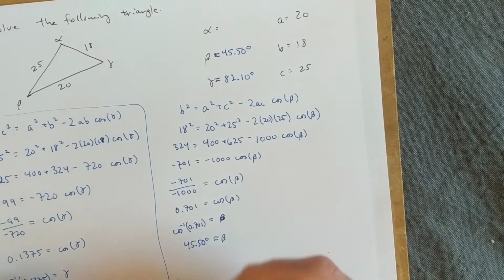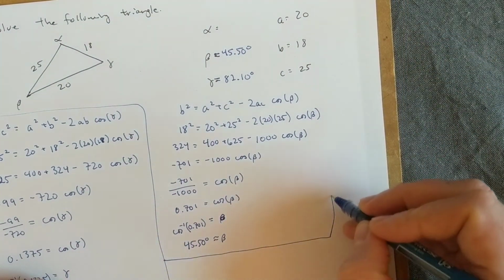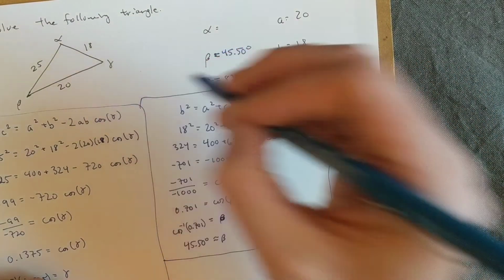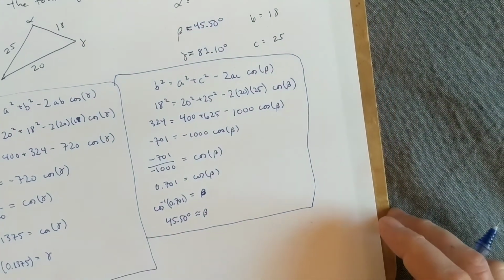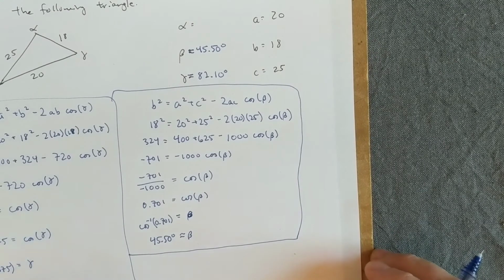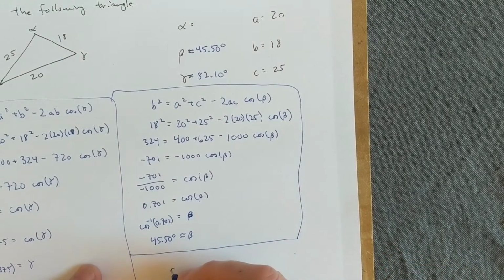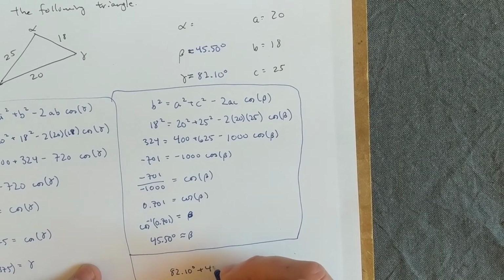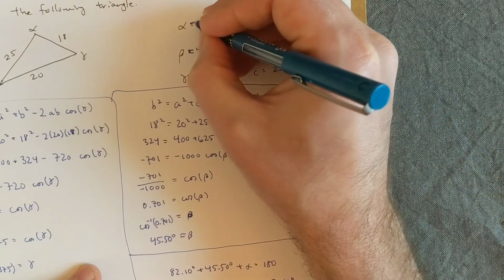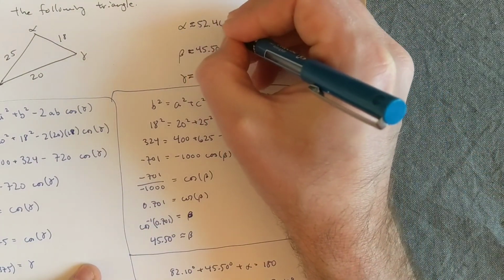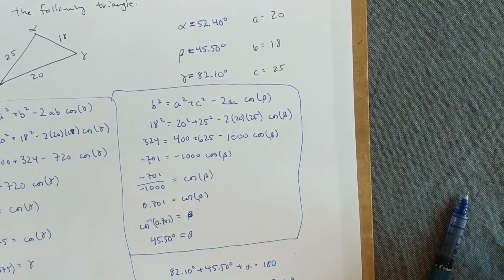All right, so now there's how we got beta using law of cosines. And now the last bit, alpha, we can just use the fact that these angles have to add up to 180. So 82.10 plus 45.50 plus alpha has to be 180. And we solve this, alpha needs to be 52.40. Okay, so there's all the missing pieces.